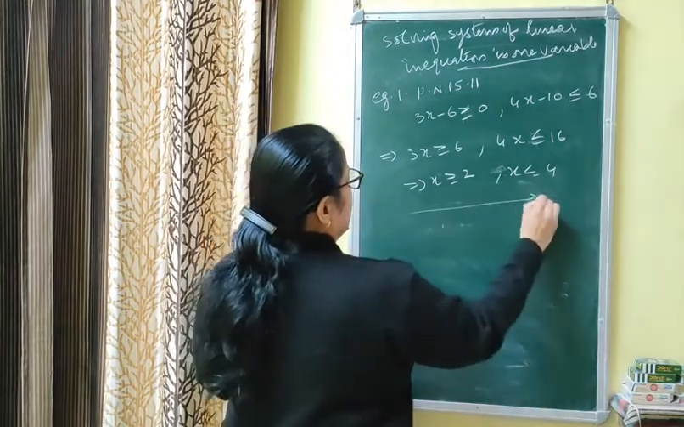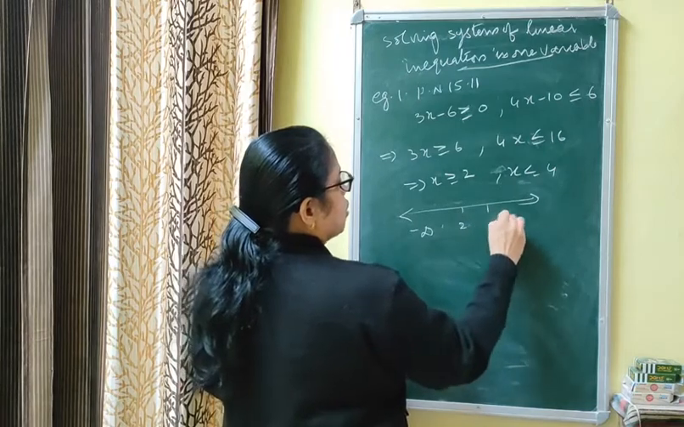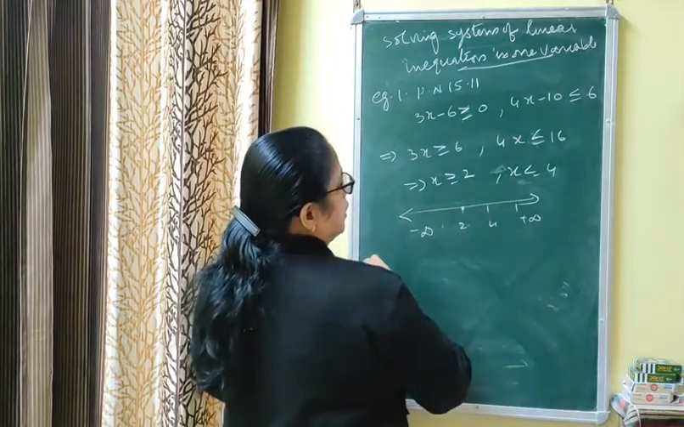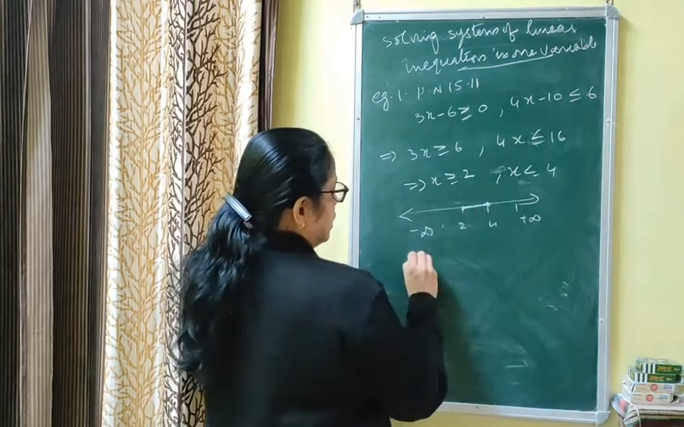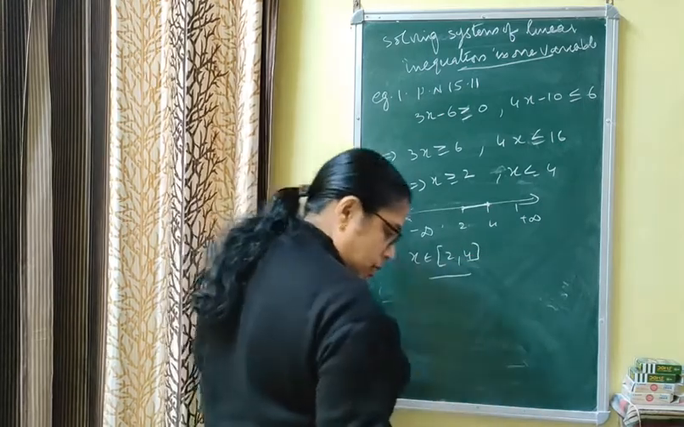That implies, again डायरेक्ट भी कर सकते हैं. अगर आप नंबर लाइन दिखाना चाहते हो तो बेटर रहेगा. x greater than or equal to 2 means 2 is included. X less than or equal to 4 means 4 is included. This is the region. That is, x belongs to close 2 to 4 because equal to sign is coming.